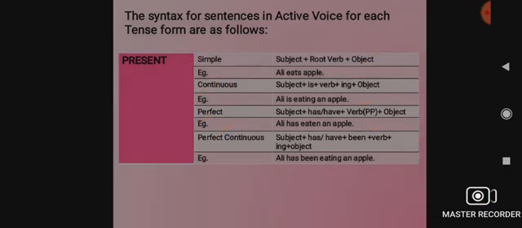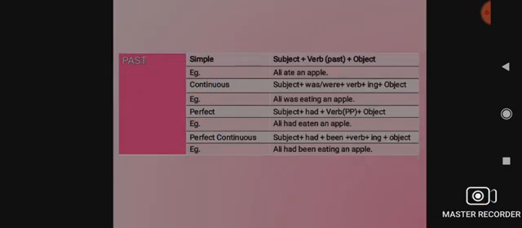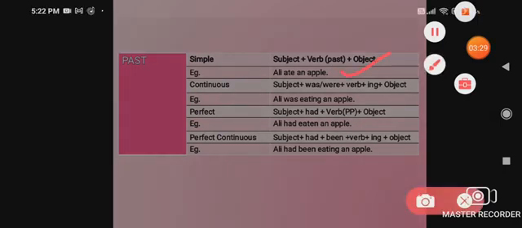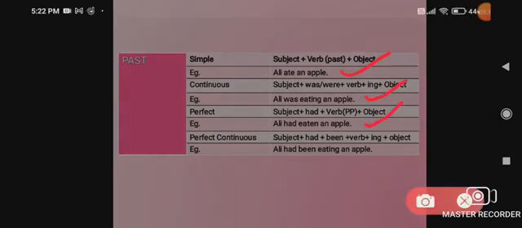Now moving on to the past. Ali ate an apple, right? Past. Ali was eating an apple. Ali had eaten an apple, perfect. Ali had been eating an apple, perfect continuous. So these are the changes that are to be done according to the type of tense, right?